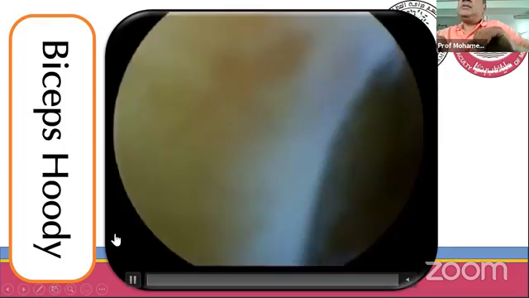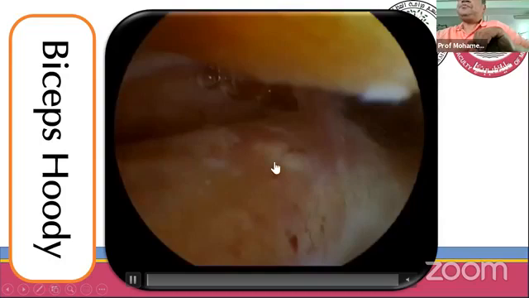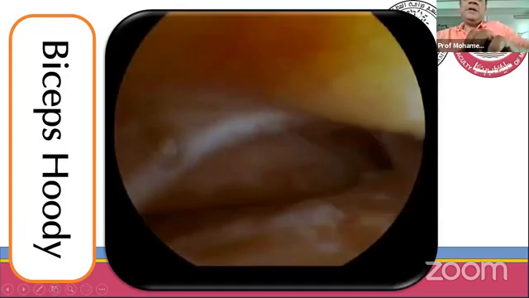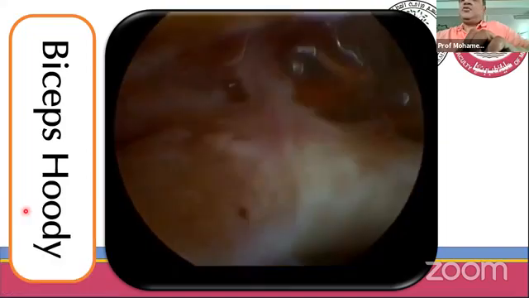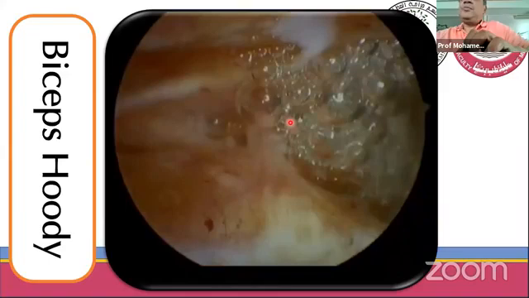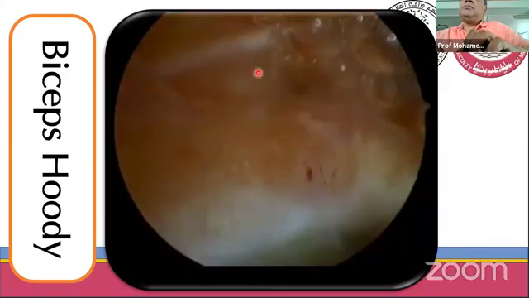Let's see the situation. This is the superior labrum, and this is the superior labrum. This is the acromion, and actually the tendon is vanishing here.